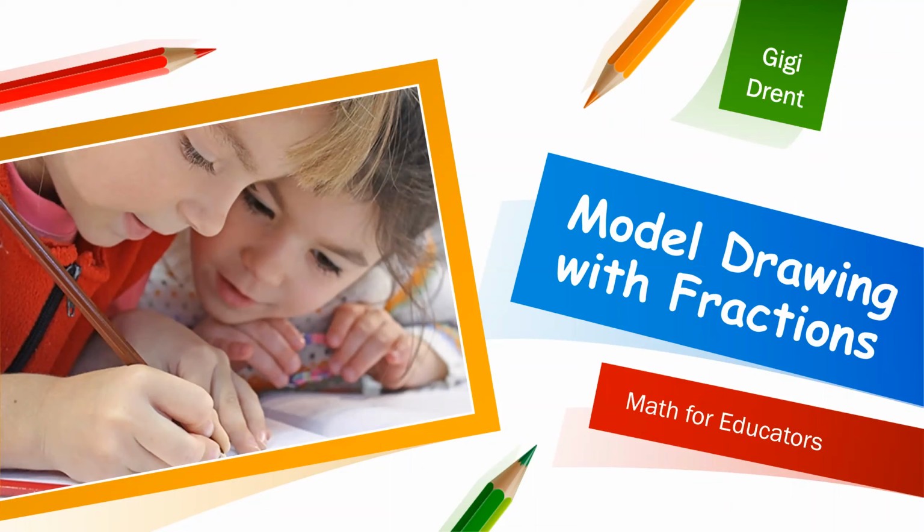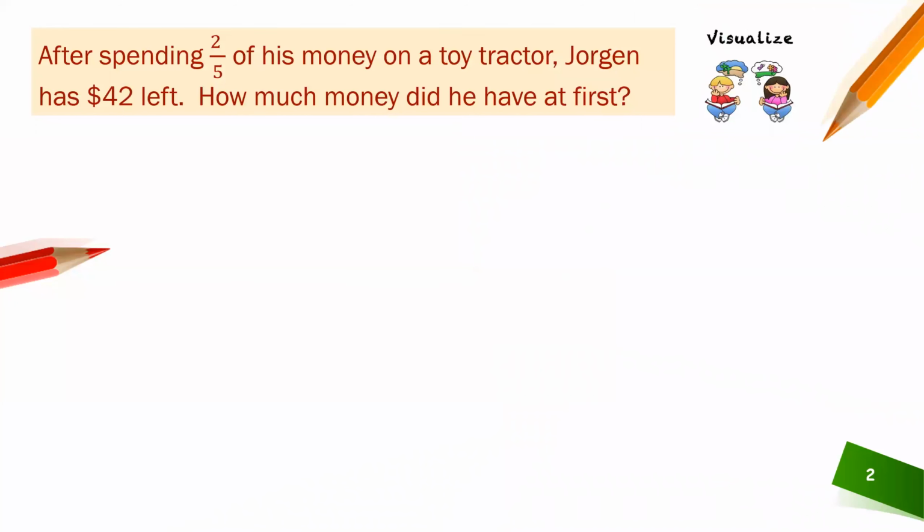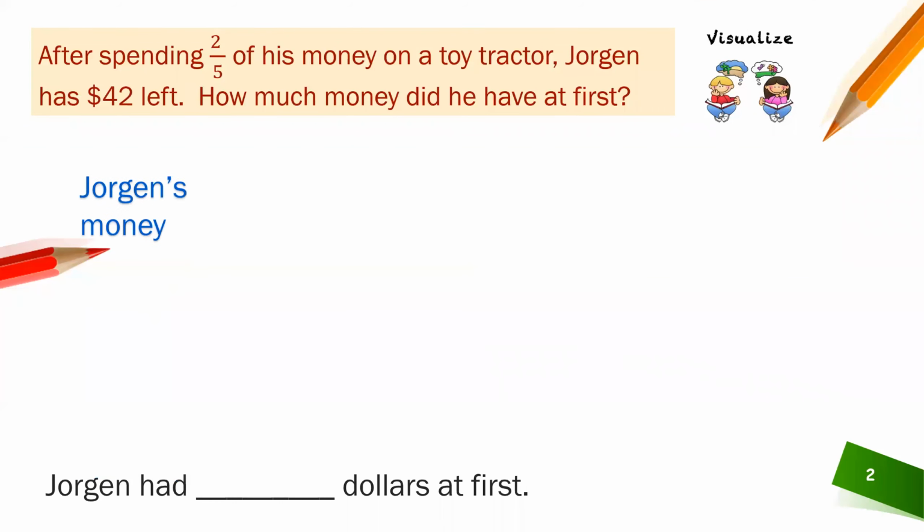Okay, so here we go. Model drawing with fractions. Suppose after spending 2/5 of his money on a tractor, Jorgen has $42 left. How much money did he have at first? Okay, so the model drawing approach asks you, step one, rewrite the question as a sentence. So Jorgen had blank dollars at first. Okay, who and what are involved? That's the second step. It's Jorgen and his money.